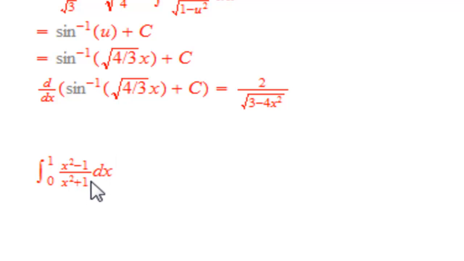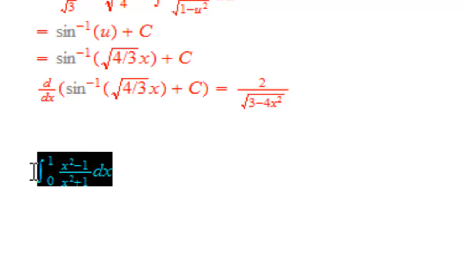Now we can't use substitution because our x is squared up here. If this were just an x, okay, then the derivative of x squared plus 1 would just be 2x, and we could somehow get our x's to cancel, but that doesn't work here because we have an x squared. What we're going to do instead is a trick.